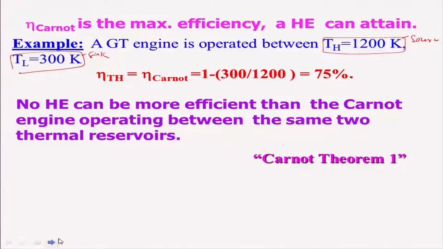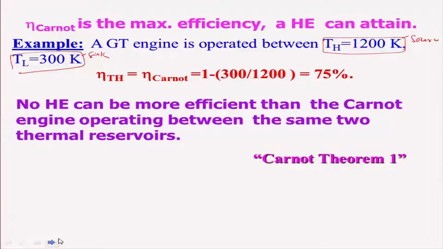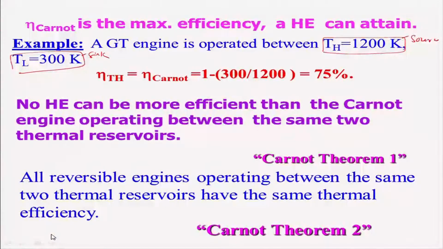So, from this one can really say that no heat engine can be more efficient than the Carnot engine operating between the same two thermal reservoirs. That means, one is source, other is sink. If a heat engine is being operated, that engine can never have a higher efficiency than that of the Carnot engine, which is operated between the same temperature source and sink. That is Carnot theorem 1, and there is another theorem which is told a little differently. All reversible engines operating between the same two thermal reservoirs have the same thermal efficiency. This is known as Carnot theorem 2.